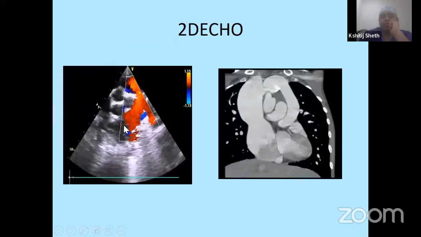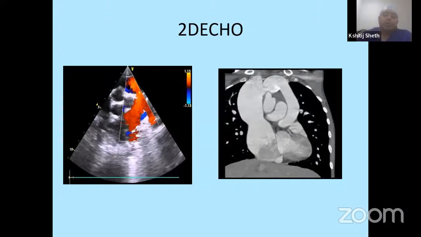So this was the echo which showed supracardiac TAPVC where the pulmonary veins are draining separately into the innominate vein, and CT scan shows it very beautifully. You see, the pulmonary veins form a confluence, they go up into the innominate vein, and then drain into the SVC. So this is what forms the figure of 8. This is the upper circle of the figure of 8 in X-ray, and this is the lower circle. So this was supracardiac TAPVC.